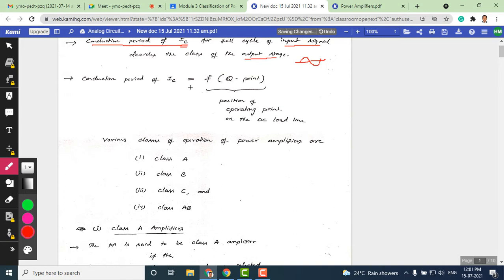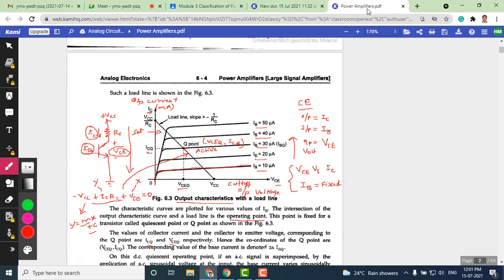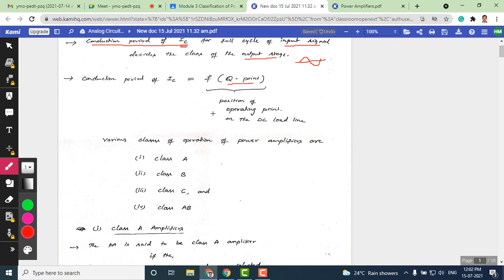Now let us move to the second point. The conduction period of the collector current, that is the output current here, is a function of the Q point. Just have a look here. The Q point is at the mid of the load line. It's a coordinate on this load line. The Q point is chosen such that it is in the active region in this case. The collector current IC that we have plotted here depends on this Q point.